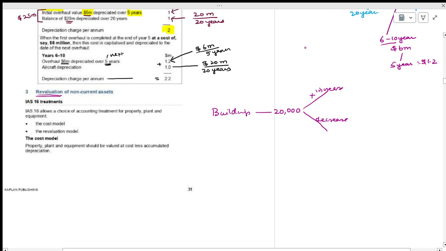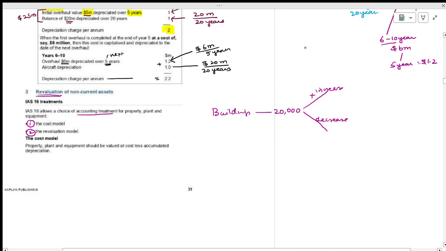Revaluation means we have to calculate depreciation on the revalued amount. IAS 16 allows a choice of accounting treatment. There are two methods. The first method is the cost model. The second method is the revaluation model.